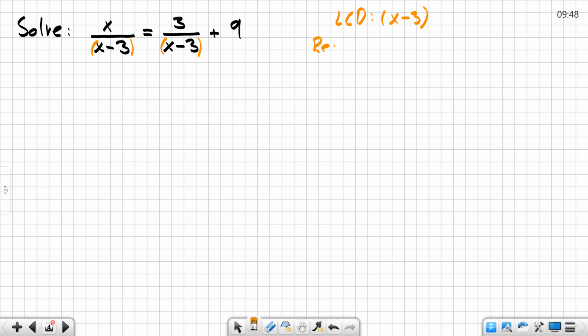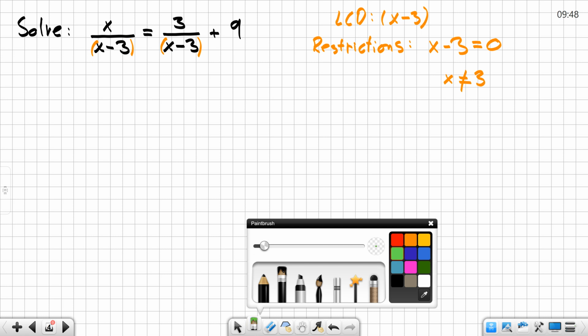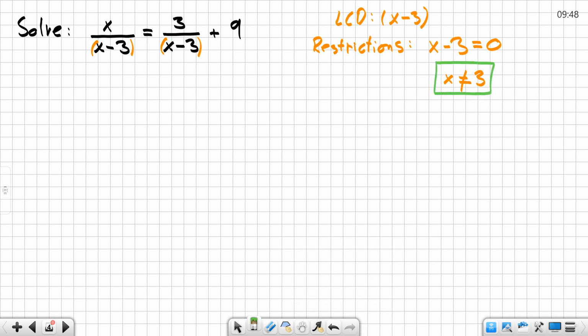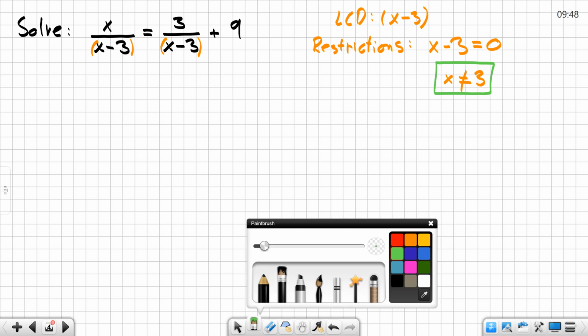Now, what are the restrictions? The restrictions I find by setting the denominator equal to 0. Since they were both the same, I don't need to do this 2 times. I solve this by adding 3 to both sides, and I get that x is equal to 3. 3 would be the value that makes the denominator 0, but in the end, this is a restriction, so whatever my solutions will be, it better not be the number positive 3.